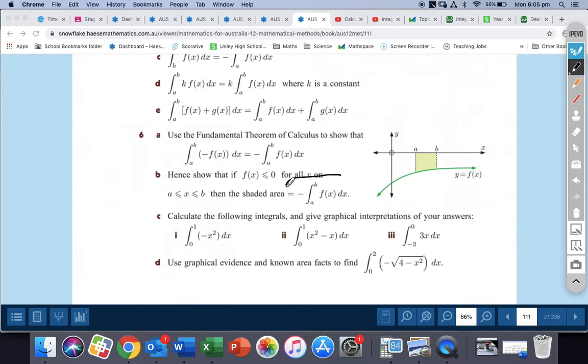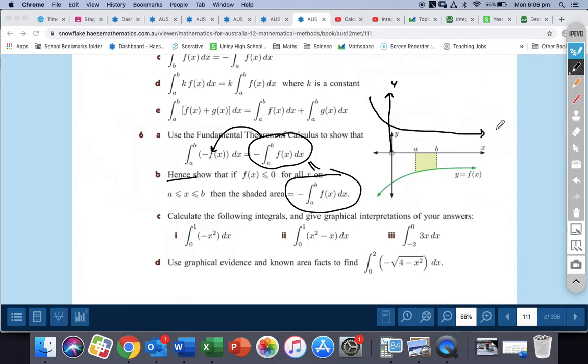Now, this statement here, I want to get back to 6b. They've started off the sentence with a "hence". It's the same as this. So when they say hence, they mean use what you just did. Well, what I just did was that bit there, the minus f of x. And if we draw that on, like in the previous question where I had a negative function reflected about the x-axis, same thing here. So that would be y equals minus f of x.